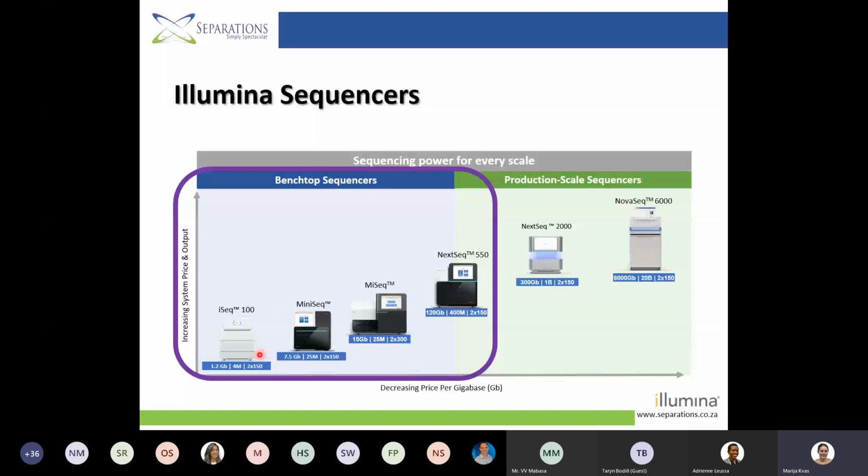So today I will be talking about the iSeq. John later on will be talking about MiniSeq. And then next week, please join us when we talk about MiSeq and the NextSeq applications as well.